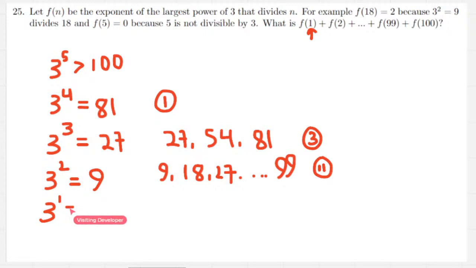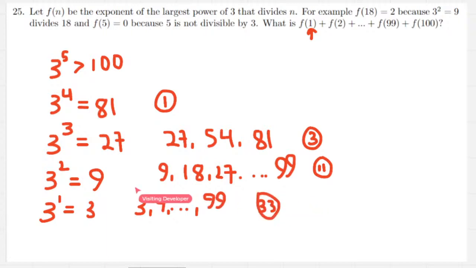And finally, we can look at 3 to the 1st power, which is just 3. And in this case, we just have all the multiples of 3 less than 100. So in this case, we just have 33 additional numbers.